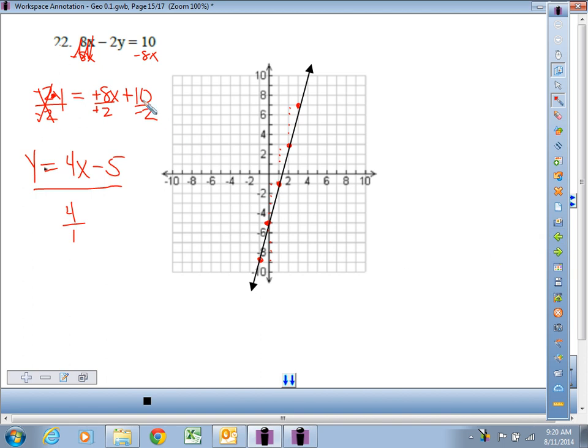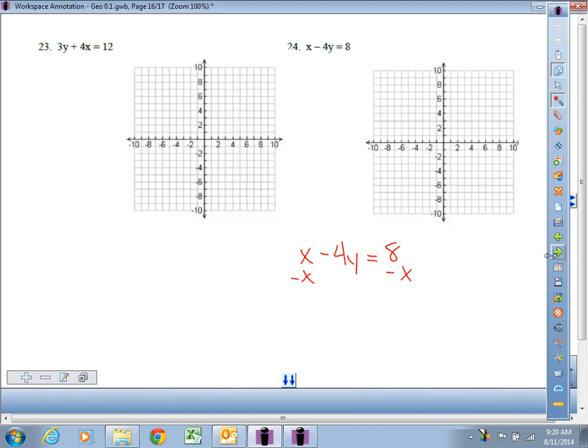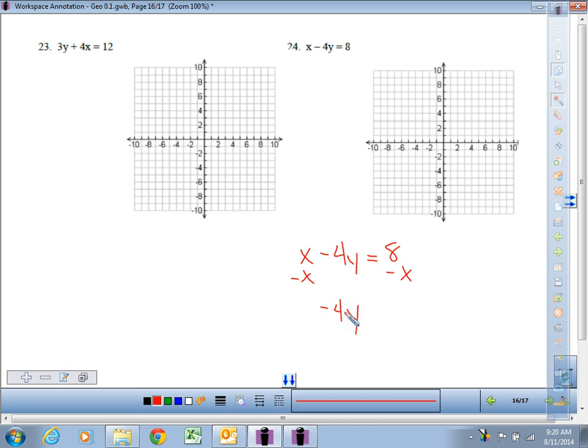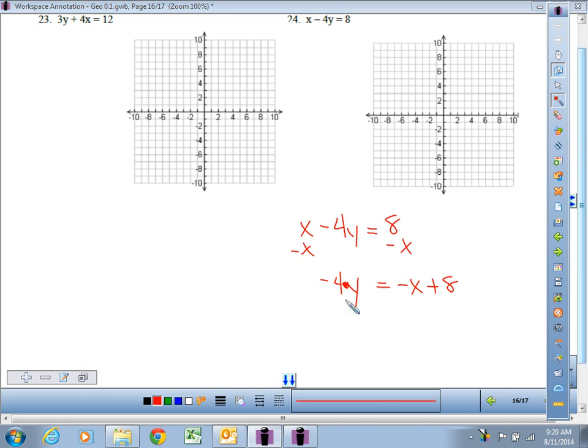On the last one, it was positive 8x here, so it became negative 8x on this side, but then we divided it by negative 2, which made it positive again. So we have negative 4y. Now remember, that is negative 4 times y, not negative 4 plus y. On the right side, let's put the x first, so that's a negative x first, positive 8. My next step is to get rid of that negative 4 times, so we're going to divide every term by negative 4.